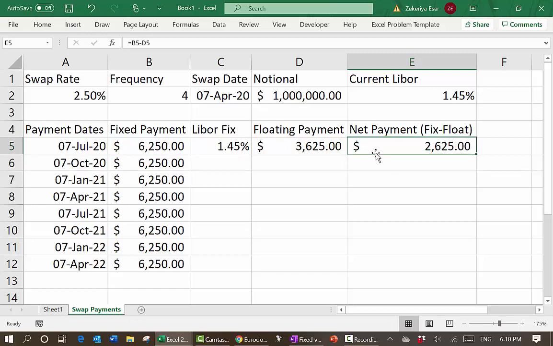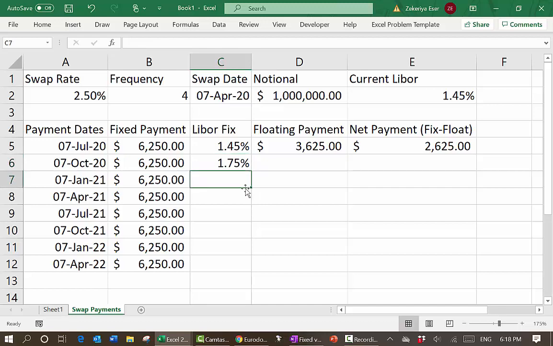So if you entered in the swap where you agreed to pay 250 fixed and you agreed to receive LIBOR in exchange, the first payment period, which is 3 months from now, you are expected to pay $6,250 but receive $3,625 back. That means only the net is going to be exchanged. You will make a net payment of $2,625.